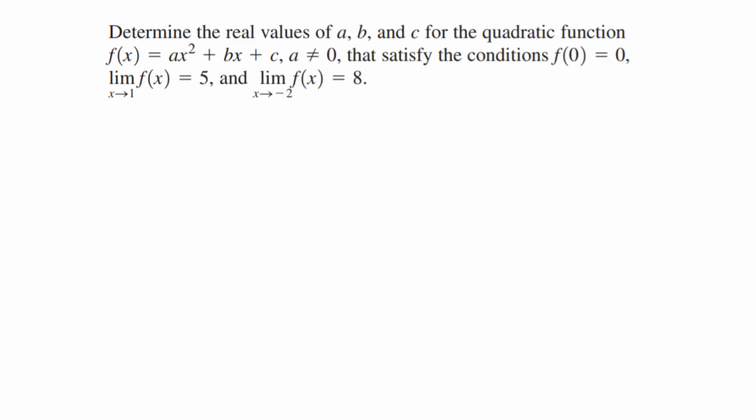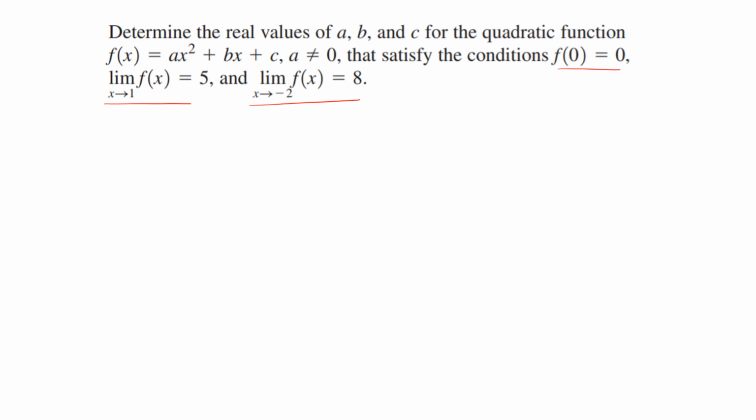So for this question, it's asking to determine the real values of a, b, and c for the quadratic function f(x) equals ax squared plus bx plus c, where a is not equal to 0, that satisfy the conditions f(0) equals 0, the limit as x approaches 1 of f(x) equals 5, and the limit as x approaches -2 of f(x) equals 8. So this is a little similar to what we did previously, but now you can think of having 3 different instructions over here to find 3 different values this time.